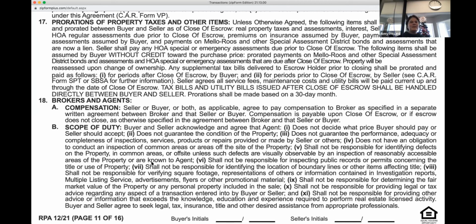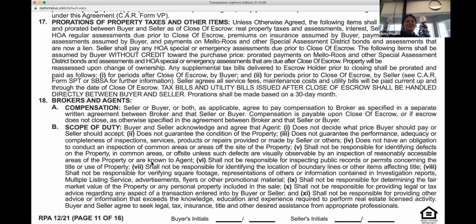The following items shall be assumed by buyer without credit towards the purchase price: prorated payments on Mello-Roos and other special assessment district bonds and assessments, and HOA special or emergency assessments that are due after the close of escrow. Property will be reassessed upon change of ownership. Any supplemental tax bills delivered to the escrow holder prior to closing shall be prorated and paid as follows: for the periods after the close of escrow by buyer, and for the periods prior to the close of escrow by seller. See CAR form SPT or SBSA for further information.